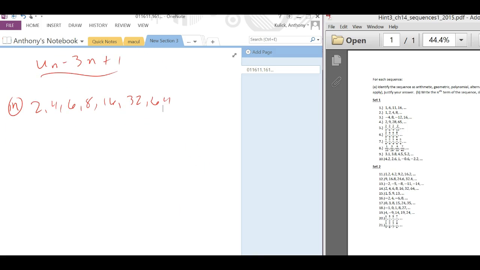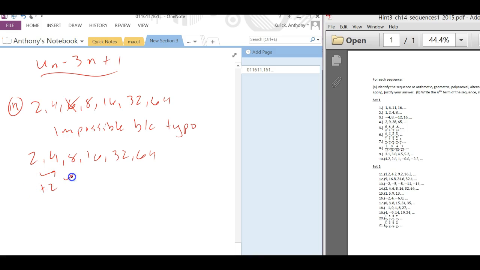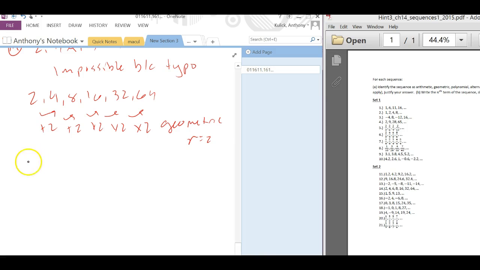So this is impossible because I've made a typo here. There should be no 6 there. I don't know. Must have been early. I was probably typing this at 6 in the morning. So you should notice that this is clearly geometric. The R value is 2, and probably some of you don't even have to use the equation to get this. And I have 2 to the first times 2 to the n minus 1. If we add the exponents, 1 plus n minus 1 is just n.